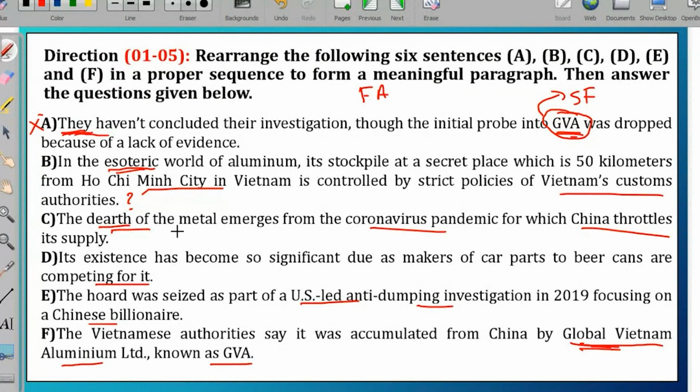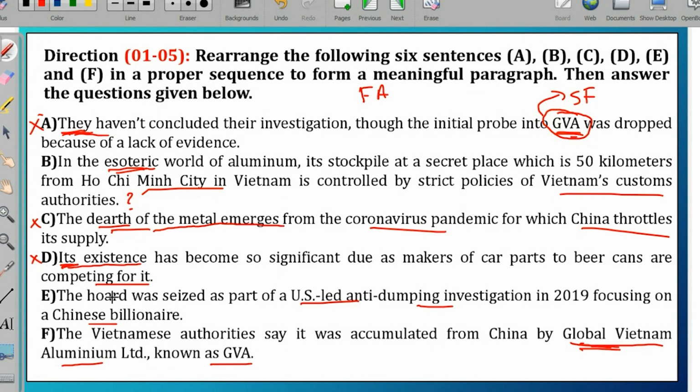Metal, the dearth of the metal, मतलब the shortage of the metal emerges from coronavirus. कौन से metal का shortage? We don't know. So this is eliminated. This can't be your first statement. Its existence, again you can see a pronoun its, cannot be your first statement.